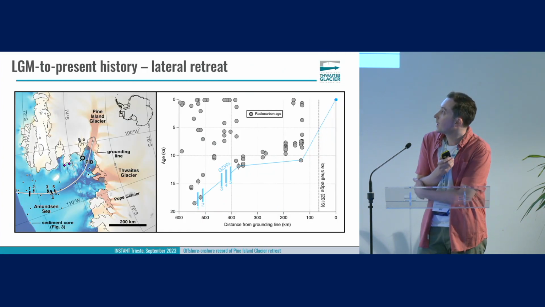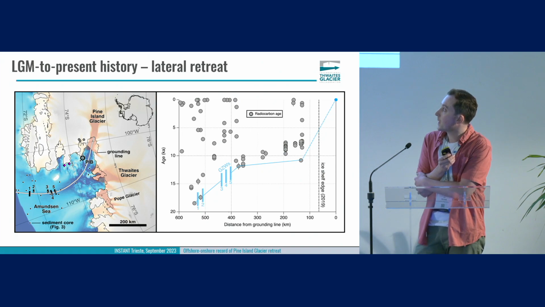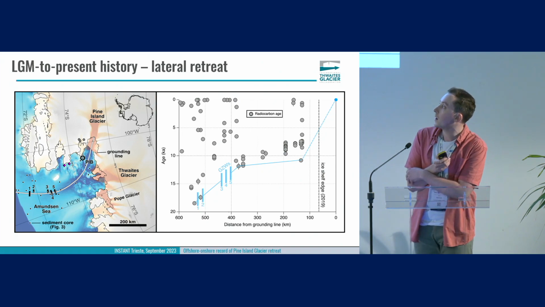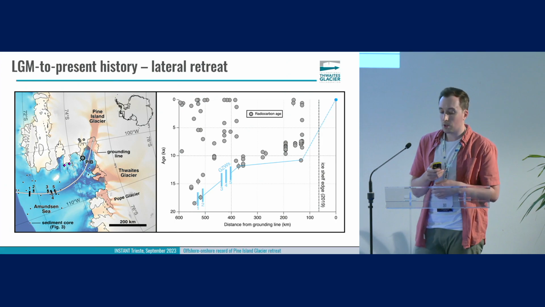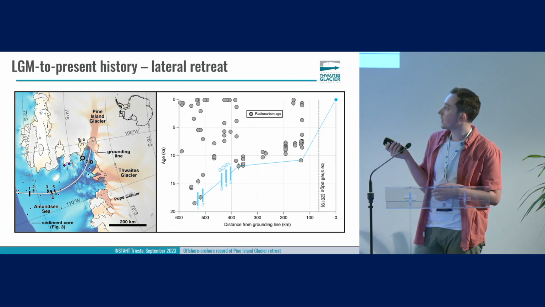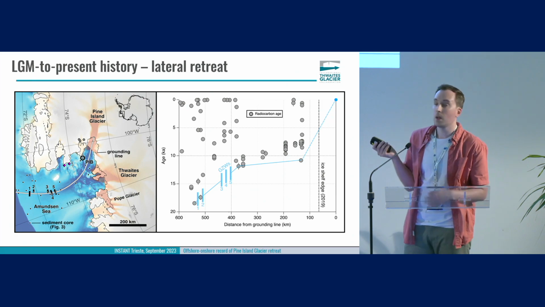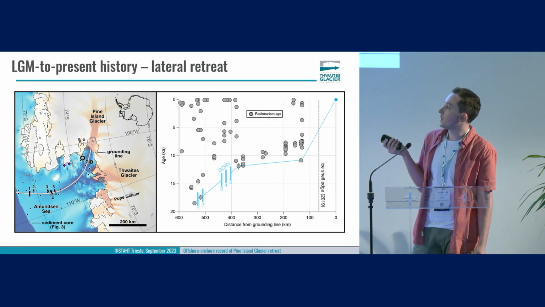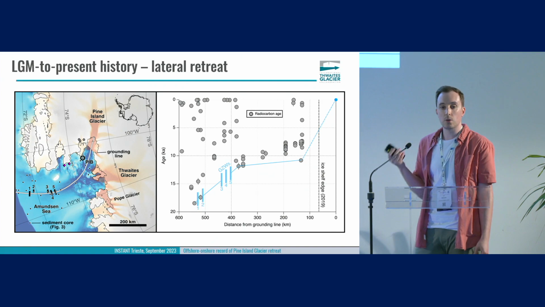So here we have zoomed in a little bit to the Amundsen Sea embayment. You can see Pine Island there at the top, and then there's Thwaites as well. And you can see that grey line there. This is Pine Island Trough, which you've also heard mentioned earlier today. And these black dots here are the locations of all sediment cores from the Amundsen Sea embayment that have yielded radiocarbon ages.